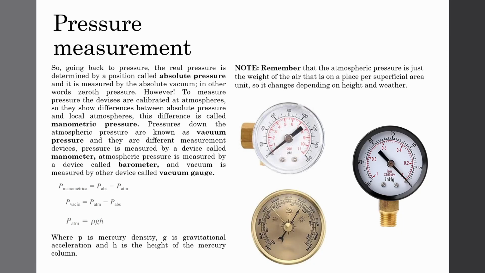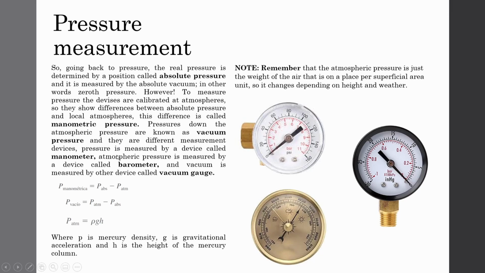So pressure measurement. How are we going to measure pressure? The real pressure is called absolute pressure, and it's measured relative to absolute vacuum. Vacuum is the absence of pressure, in other words, zero pressure. However, to measure pressure, devices are calibrated at atmospheric pressure, so they show the difference between absolute pressure and local atmospheric pressure. The difference is called gauge pressure. And pressures below atmospheric pressure are known as vacuum pressure, and they are negative, and they use different devices.